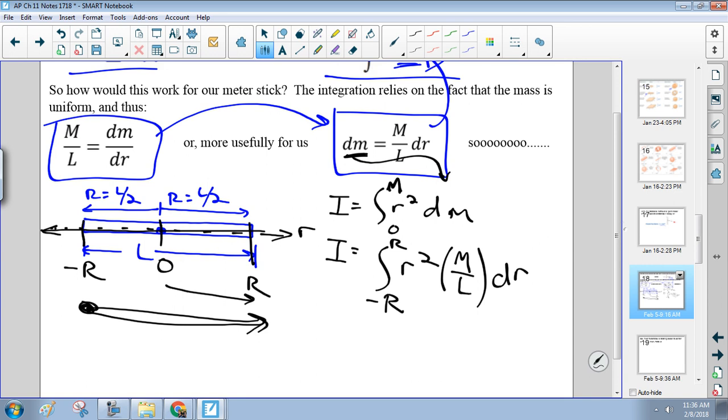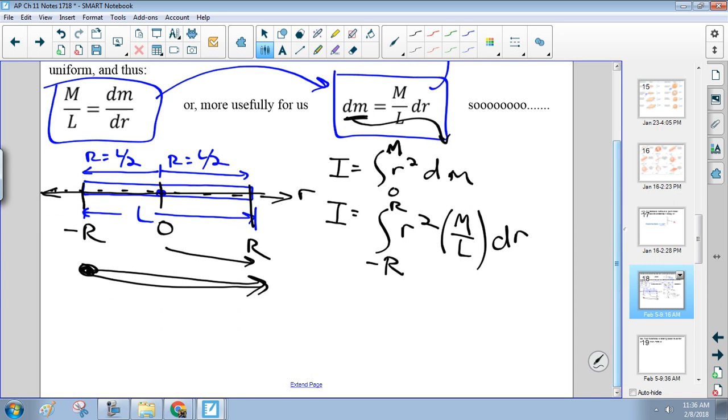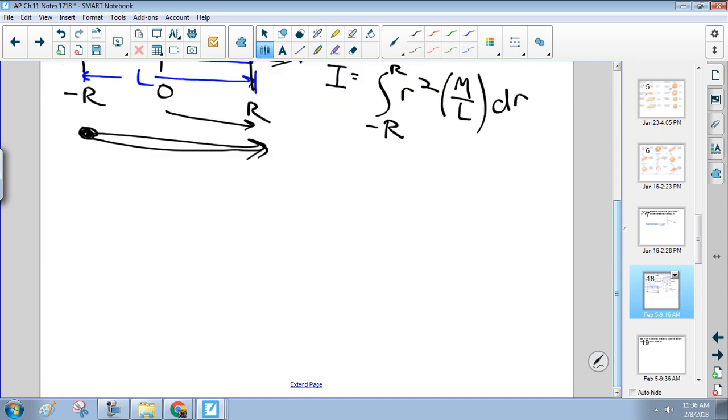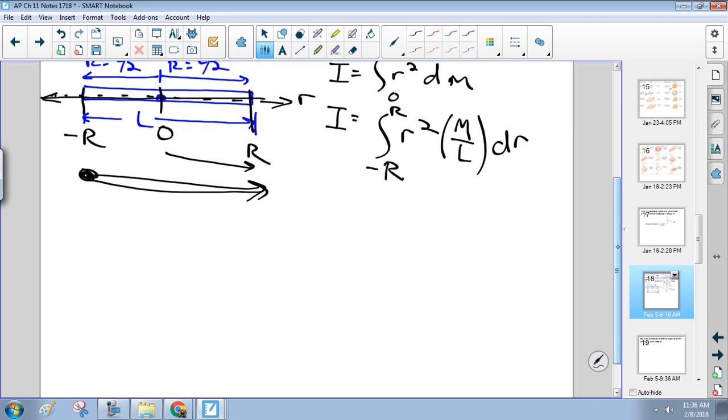Next step. We've got r's here and L here, and we know that L is just 2R. I'll do it in steps, because otherwise I'll lose some of you. So here we go: the integral from negative R to positive R of r squared, and I'm going to replace L with just 2R.